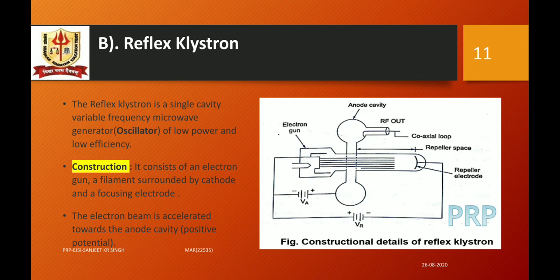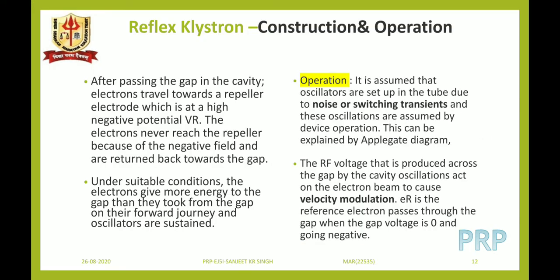So for taking out the signal generated, we use a coaxial loop in the resonant cavity and draw out the microwave signal generated. So how is it working or operated?